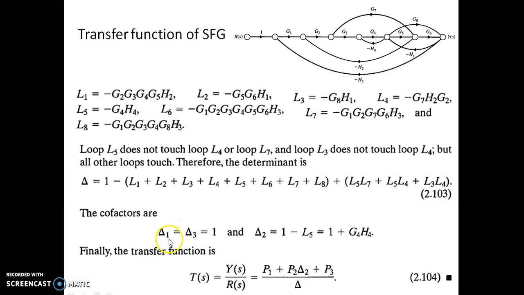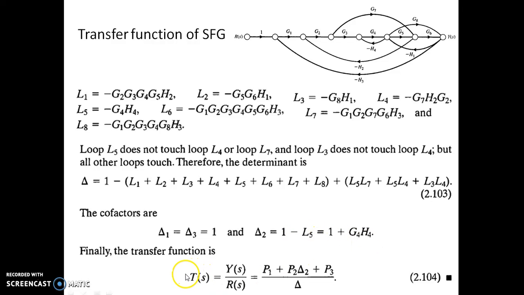And we can know that delta 1 and delta 3 are 1, meaning the two forward paths P1 and P3 have all the loops touching them, whereas the second path does not. This L5, that is minus G4 into H4, and if you consider this forward path, that is G1, G2, G7 and G6, this particular loop of G4 into minus H4 is not touching this forward path.